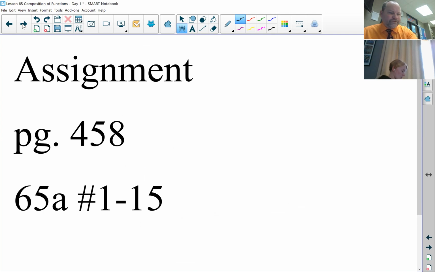So on page 458, problem set 65A, you're going to do 1 through 15. And they're just like the examples that we had of finding the composition and stating the domain.